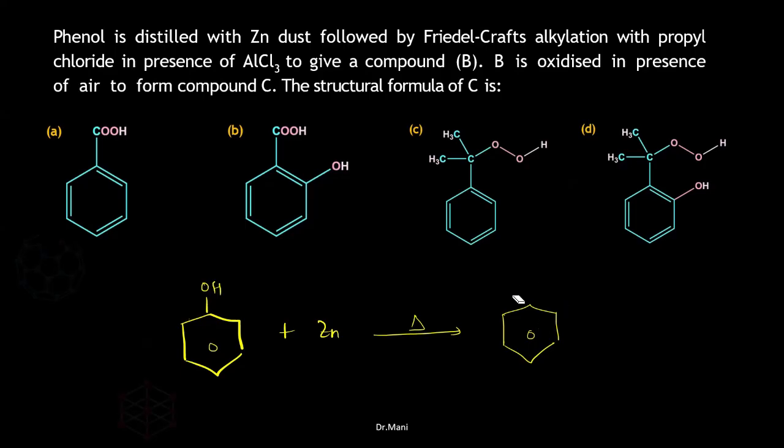So whatever we got now, the benzene, will undergo the Friedel-Crafts alkylation with propyl chloride. Propyl chloride means that's a 3 carbon and there is a chloride. And in presence of aluminum chloride, it will be giving the compound B. And B is oxidized in the presence of air, so that will convert into the compound C. So what will be the structural formula for the C? Let's see how this will continue.